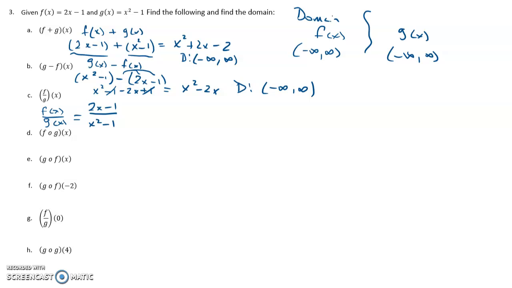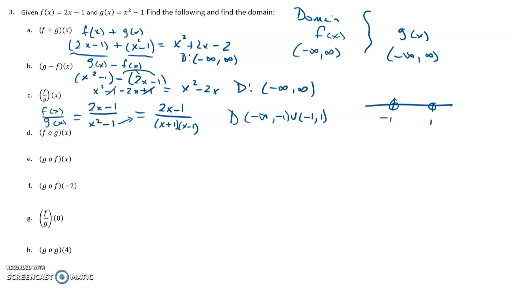X squared minus 1, we need to figure out what values make the denominator 0. Remember that we can factor x squared minus 1 as a difference of squares. So this factors into x plus 1 and x minus 1. So these are going to be the numbers I need to leave out of the domain. So the domain is going to be, again, I've got to leave out negative 1 and positive 1. I can have anything else. So it's going to be negative infinity to negative 1, union, negative 1 to 1, and then union, 1 to infinity. So when you are dividing fractions, you have to be careful and take a look at the denominator and see what is going to make you divide by 0.